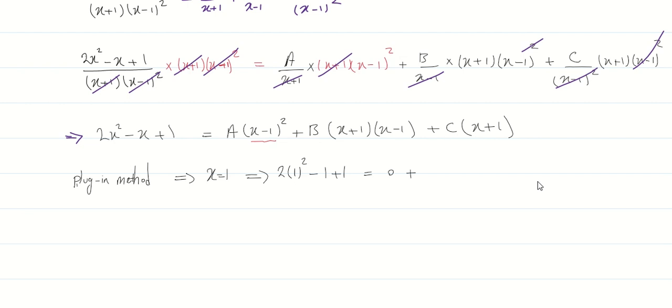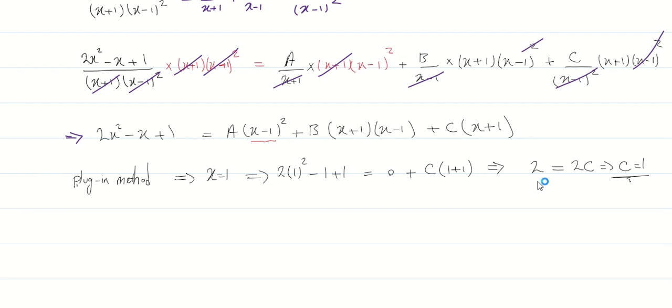Also, in the second term, we have an x minus 1 term again, so this term would again be neglected. And at the last term, which is c times x plus 1, we would have c times 1 plus 1. So we can say that 2 minus 1 plus 1 is equal to 2 on the left hand side, and we have 2c on the right hand side. So our c value would be equal to 1.